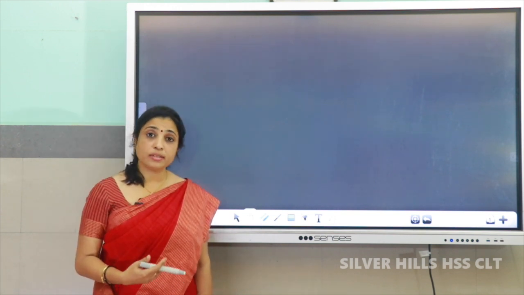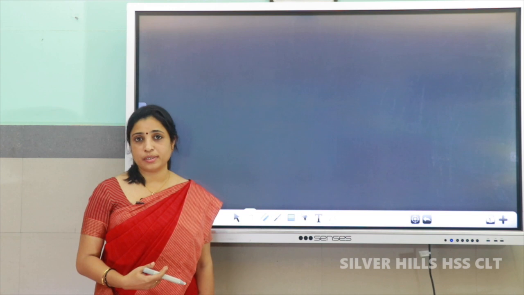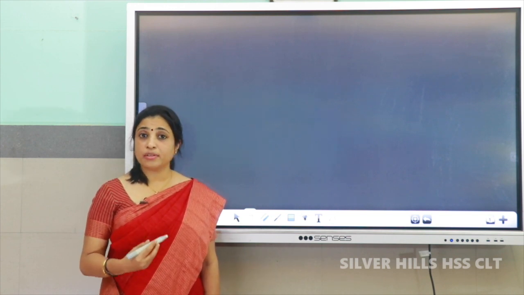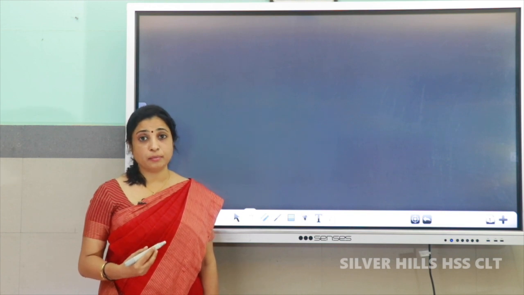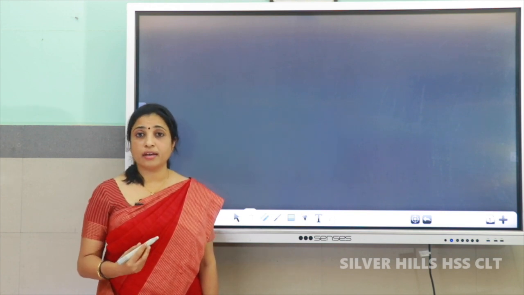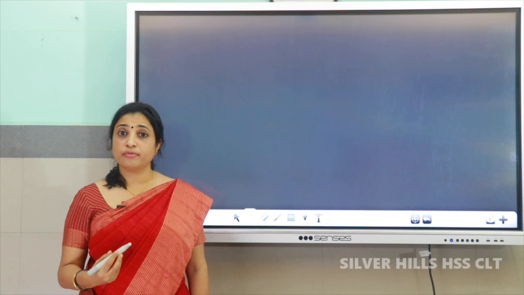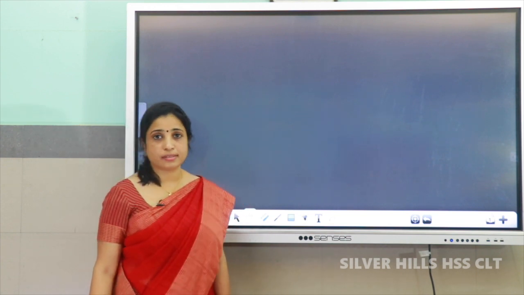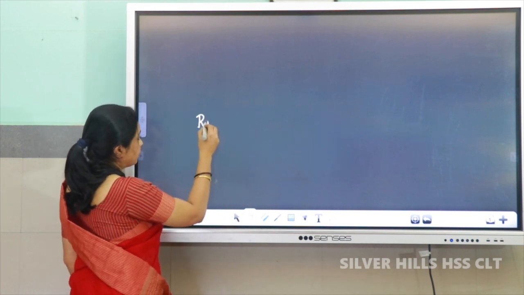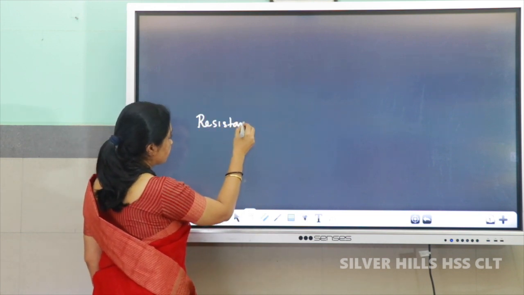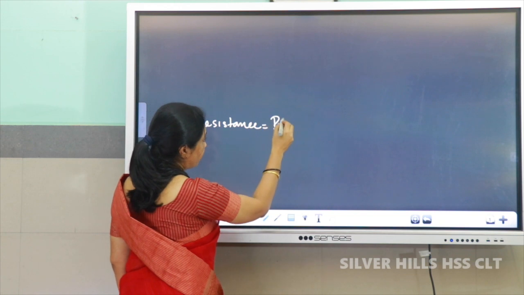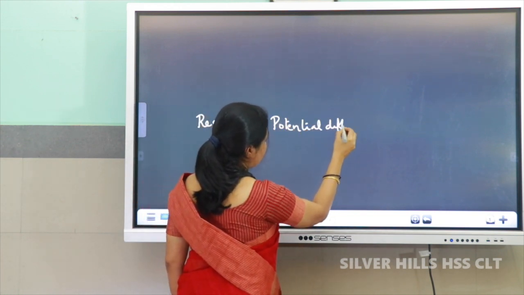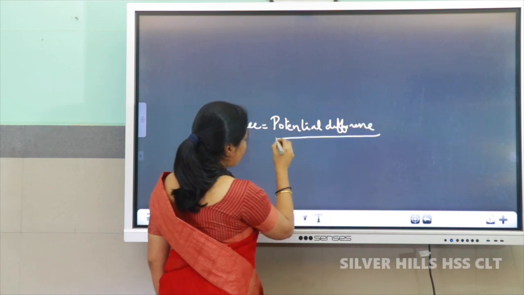Now let's see what is the dimensional formula of resistivity. The dimensional formula of resistivity is the dimensional formula of resistance multiplied by dimensional formula of area divided by dimensional formula of length. So first we have to find out the dimensional formula of resistance. Resistance is equal to potential difference divided by current.